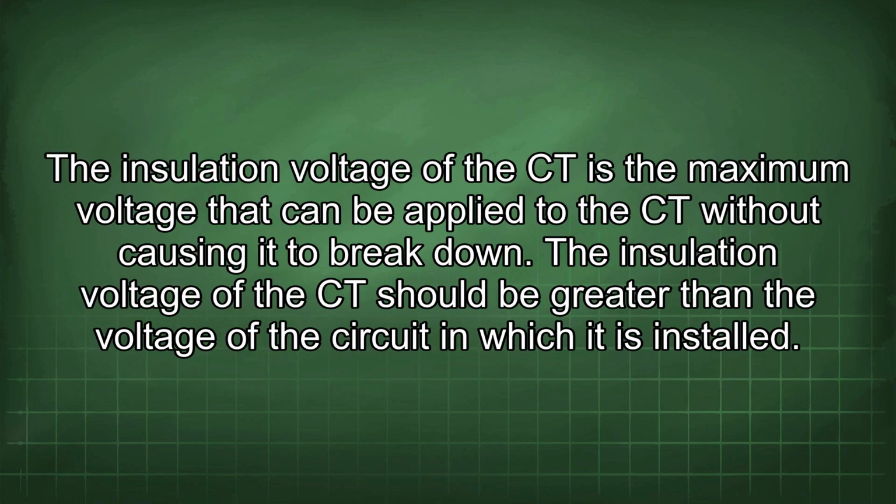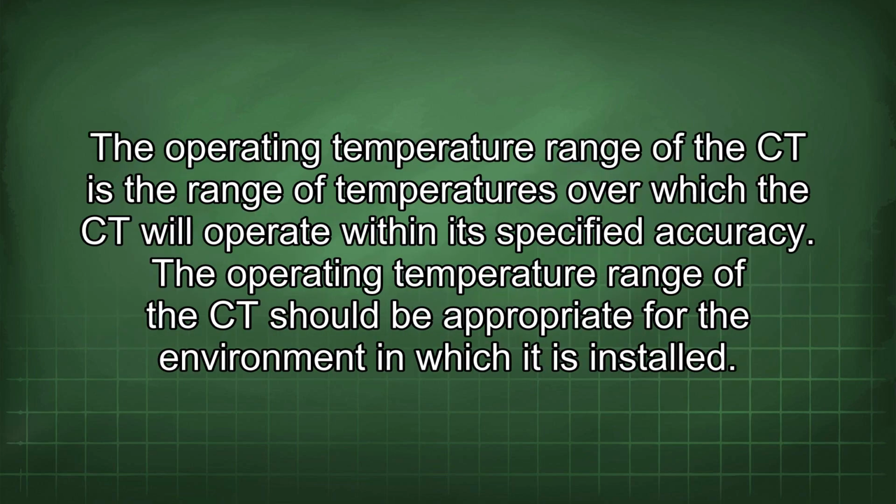The insulation voltage of the CT is the maximum voltage that can be applied to the CT without causing it to break down. The insulation voltage of the CT should be greater than the voltage of the circuit in which it is installed. The operating temperature range of the CT is the range of temperatures over which the CT will operate within its specified accuracy. The operating temperature range of the CT should be appropriate for the environment in which it is installed.